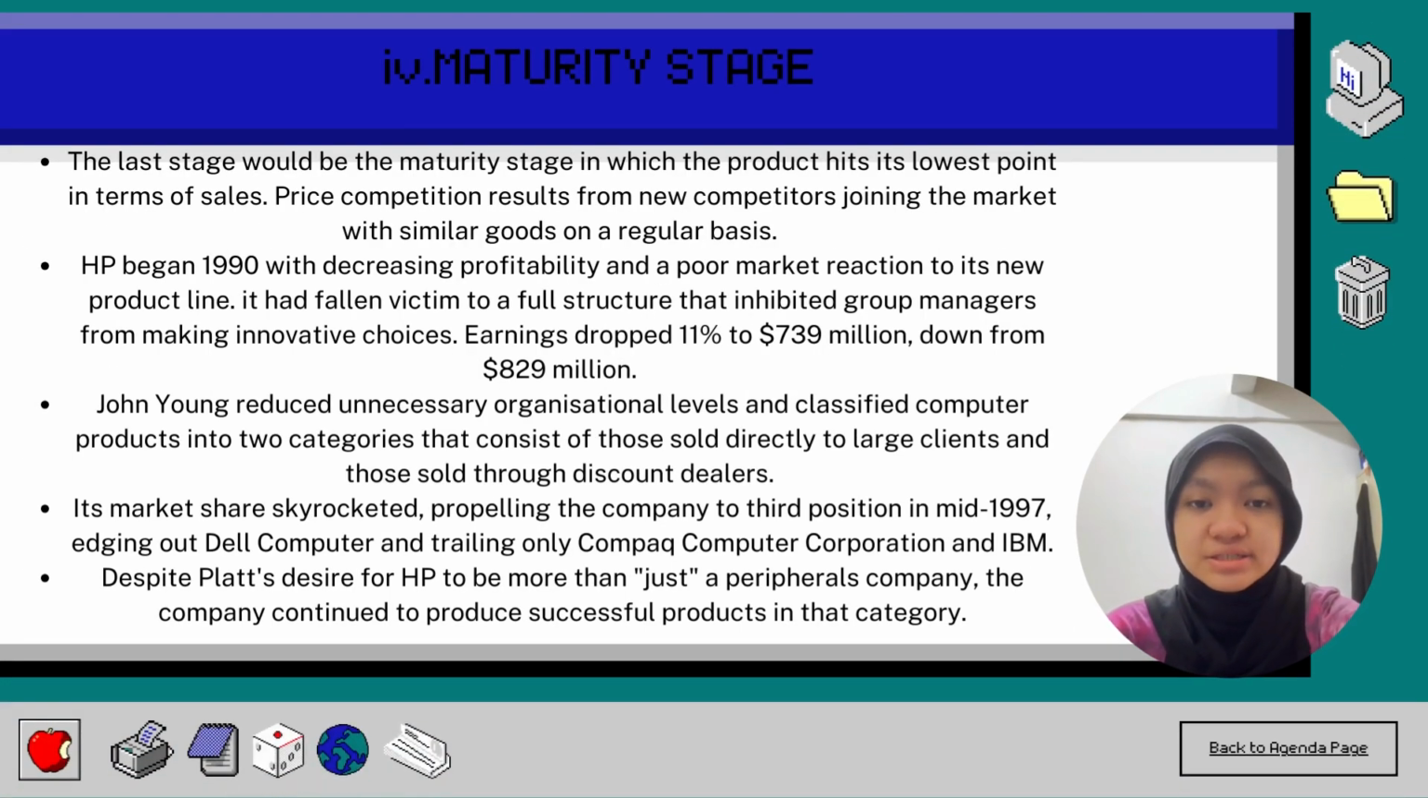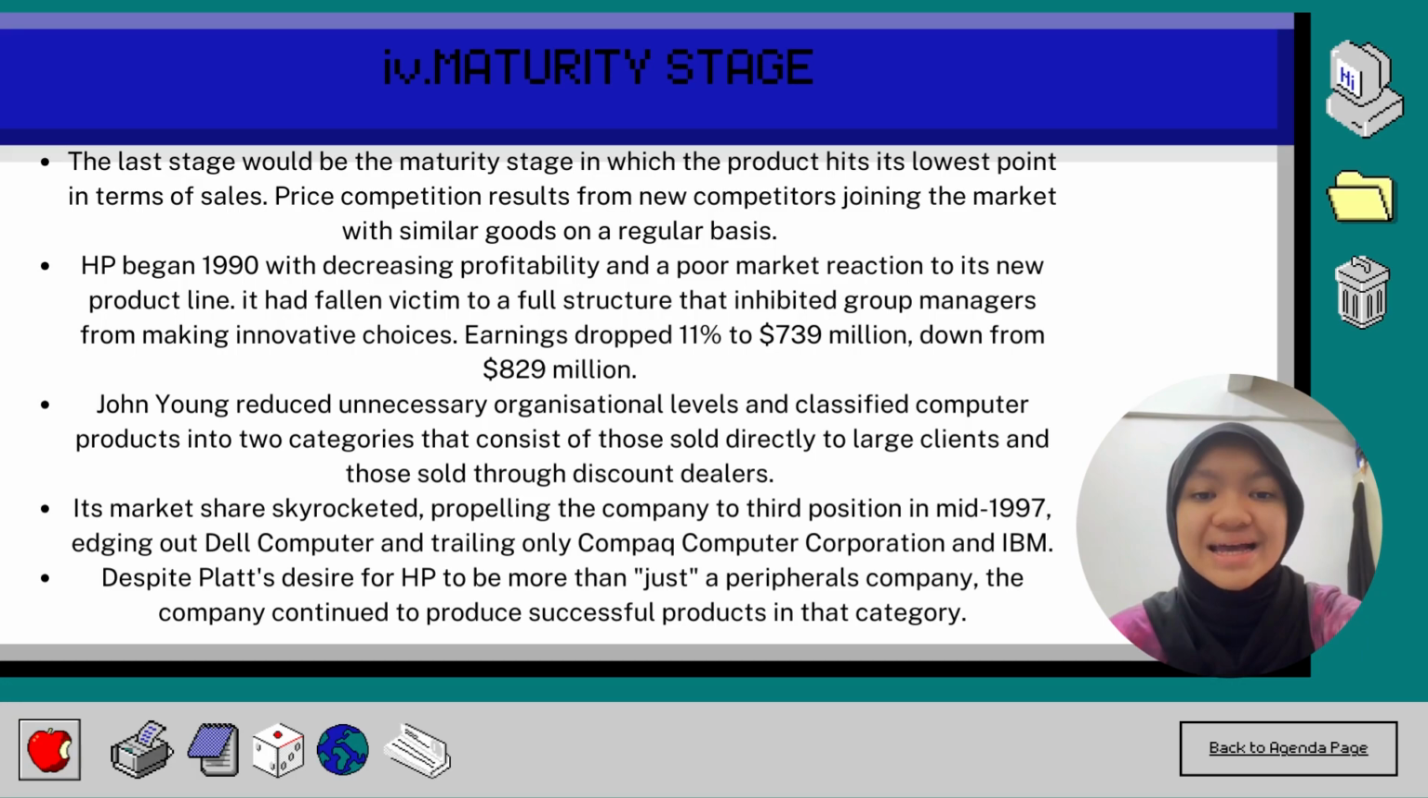And lastly, the last stage would be the maturity stage, in which the product hits the lowest point in terms of sales. Price competition results from new competitors joining the market with similar goods on a regular basis. HP began 1990 with decreasing profitability and a poor market reaction to its new product line. It had fallen victim to a structure that inhibited group managers from making innovative choices. Earnings dropped 11% to $739 million, down from $829 million.